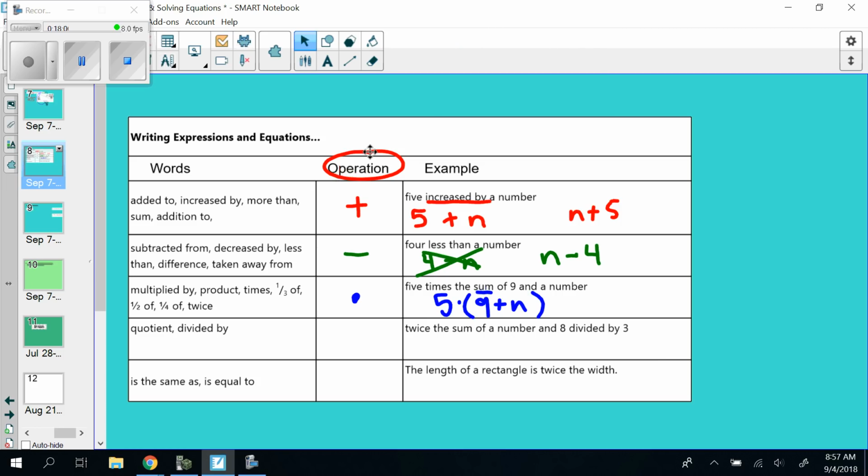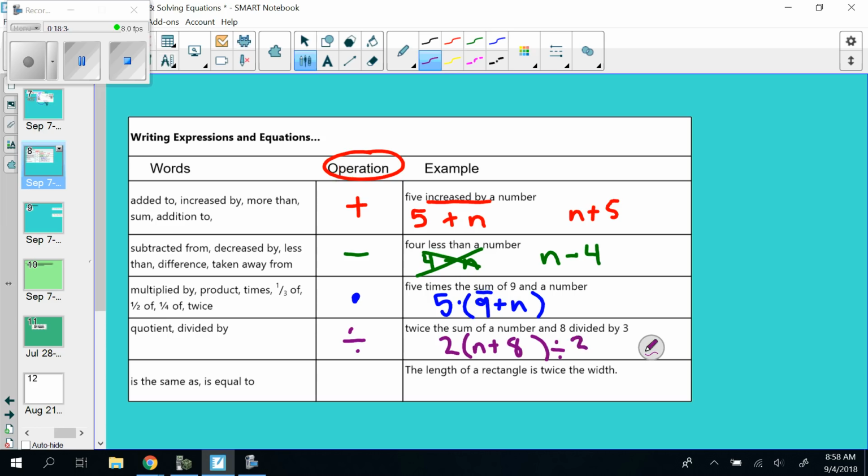The next one here, quotient, divided by. Those are all division. And so for example, twice the sum. Okay, twice is indicating 2 times the sum. So again, we need some parentheses here. A number, so we don't know what that is, n. And here's our plus symbol, because now we're switching over in our sum, 8 divided by 3. And so a number and 8 divided by 3.